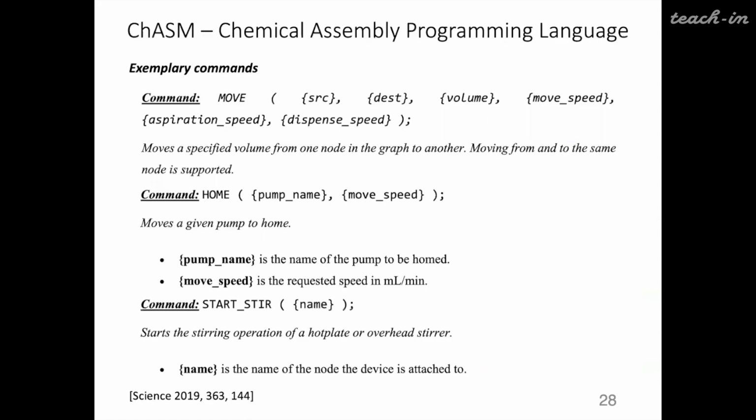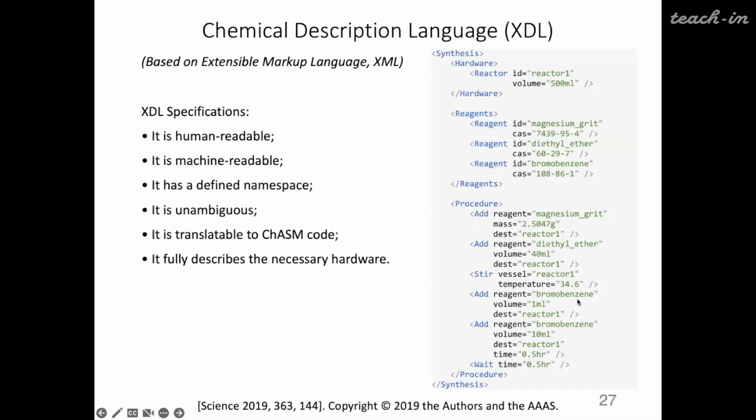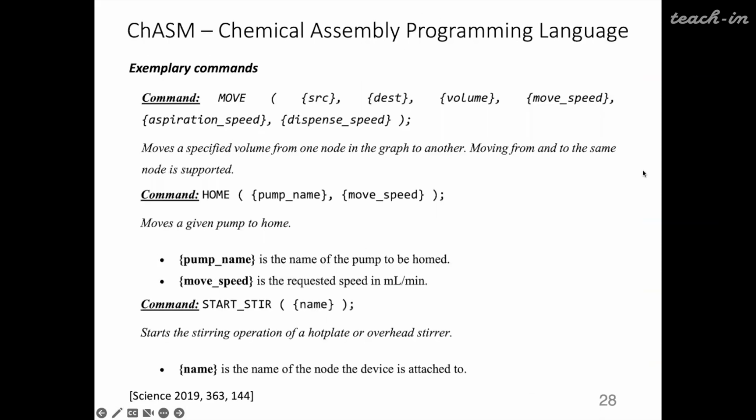And so the chemical assembly programming language, as the authors call it, specifically serves this task, and it describes elementary basic operations like moving a specified volume of reactant, or, for example, controls the pump, or it can start stirring, etc. So we translate high-level experimental descriptions to low-level commands.